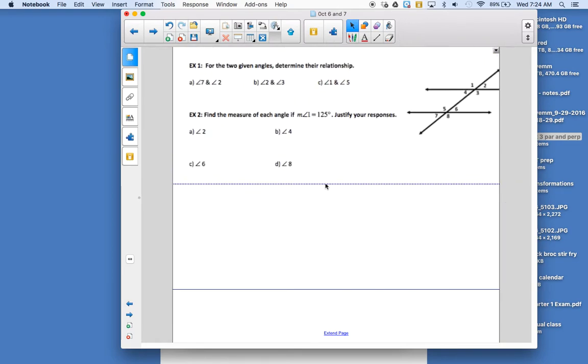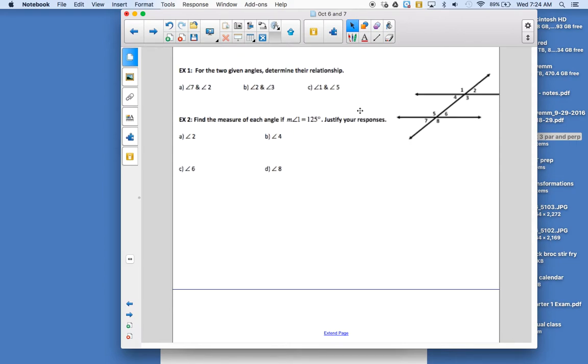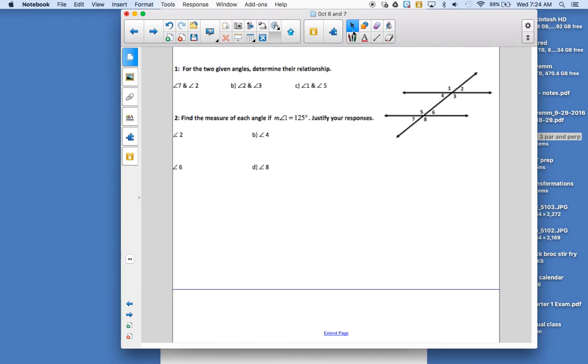Okay, for two given angles, determine the relationship. So let's look at what we have here. Angle 7 and angle 2. Let's put on our parallel sign, because I have to know that these are parallel to get this information. So I'm going to go ahead and put the arrowheads on there. Let's see, 7 and 2. They alternate my transversal. I'm going to label it T here. They alternate the transversal and they're outside. Let's see, that would be alternate exterior angles.